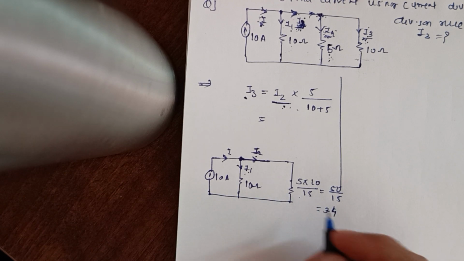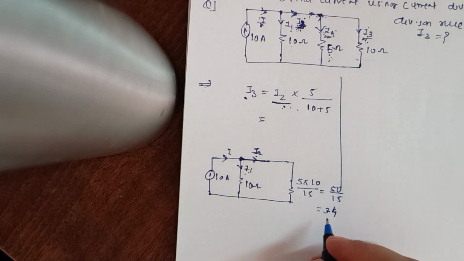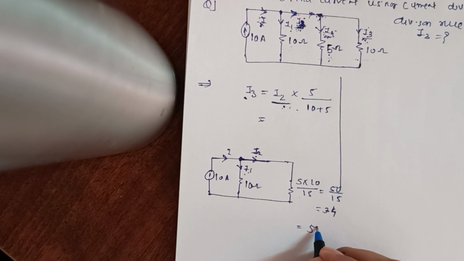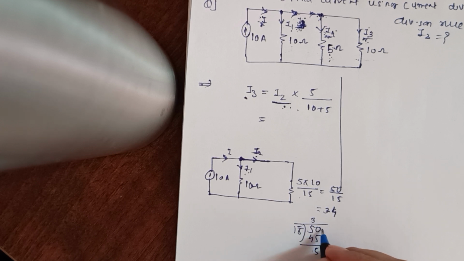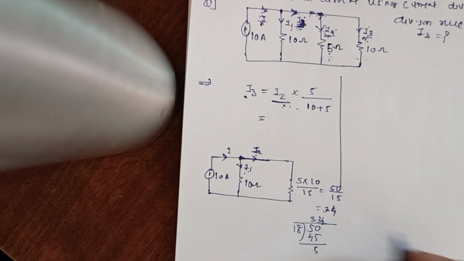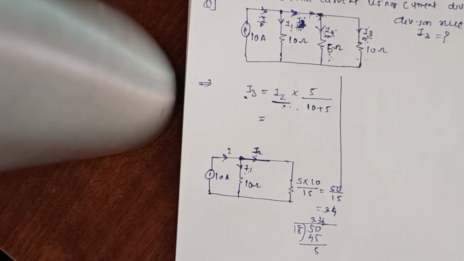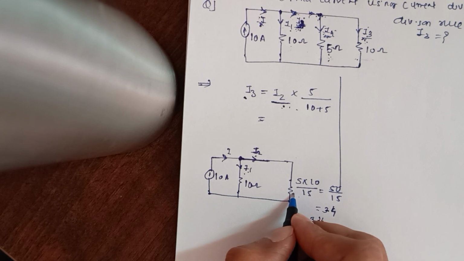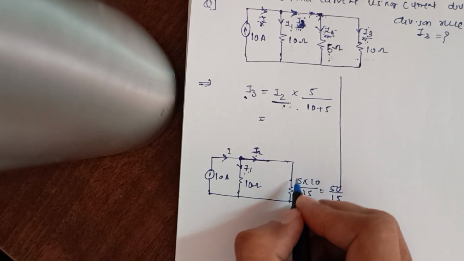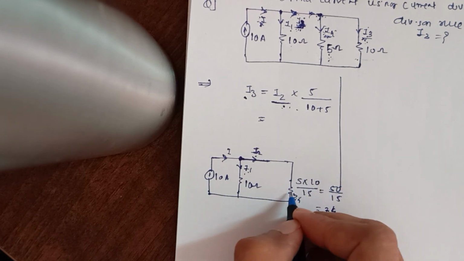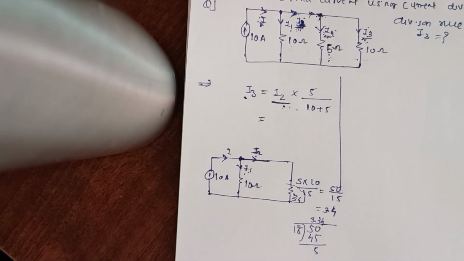I should do this calculation, that will help us. 50 by 15, so that is roughly 3.34 something. So the value of the resistance is about 3.4. I am assuming that I have done the calculation correctly.